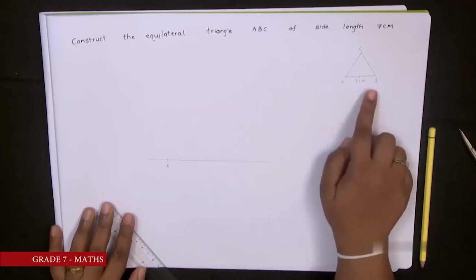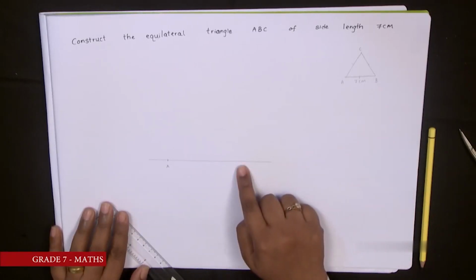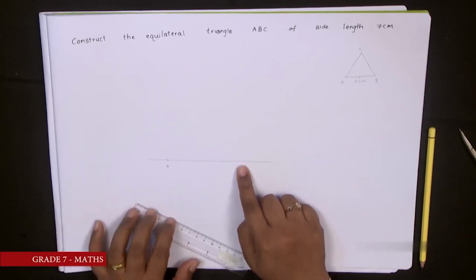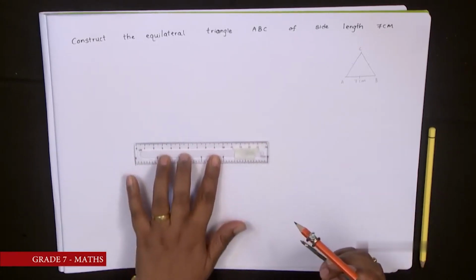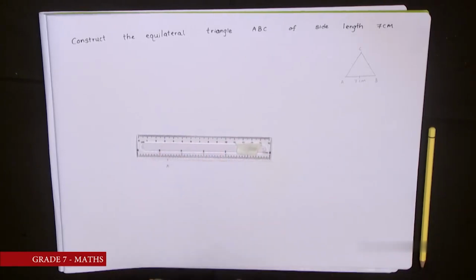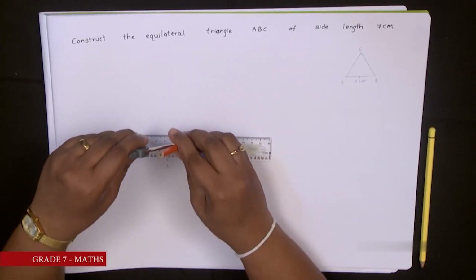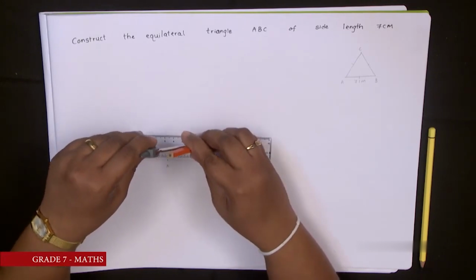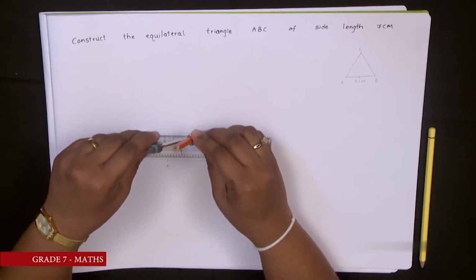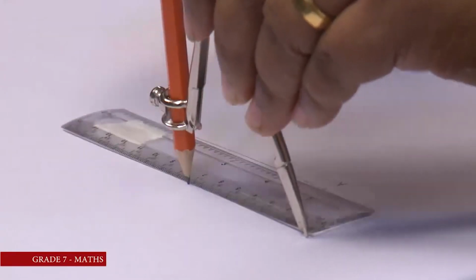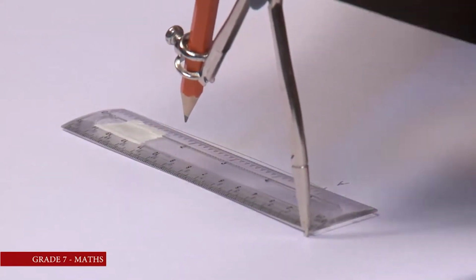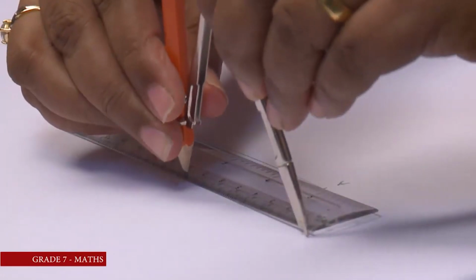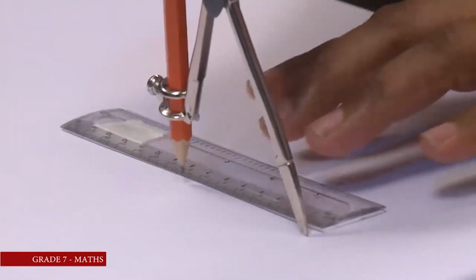Right. Now, I know B is 7 centimeters from A. Therefore, I am going to take 7 centimeters to my pair of compasses. Once again, I am going to place the tip of my pair of compasses on 0 and the tip of the pencil on 7.